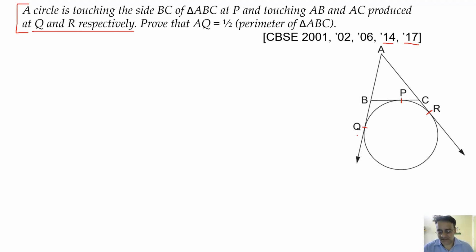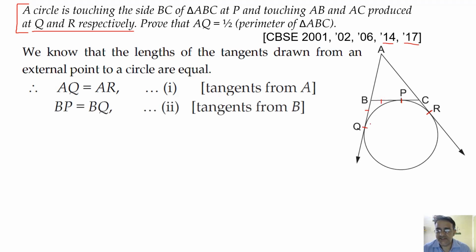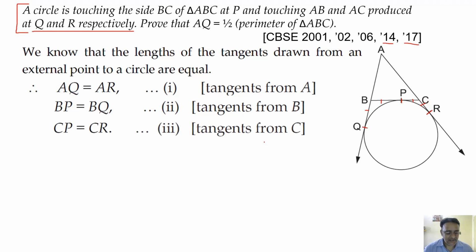We know that the lengths of the tangents drawn from an external point are equal. So we can write AQ is equal to AR, first one, because tangents drawn from A. Second one, BQ is equal to BP, tangents drawn from B. And the third one, CP is equal to CR, tangents from C. Okay. Now what is the perimeter of triangle ABC?